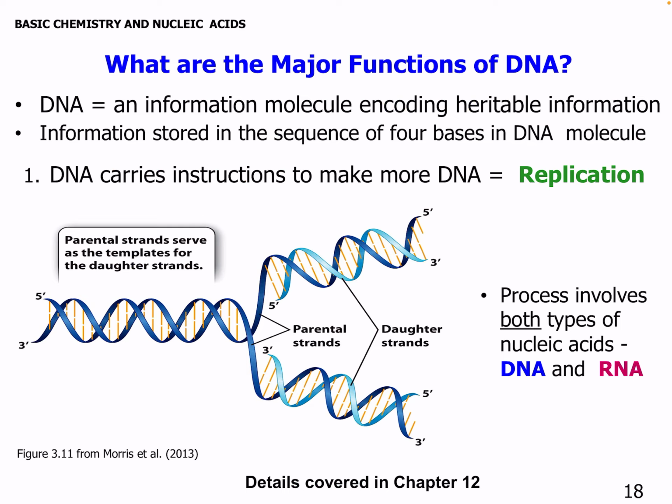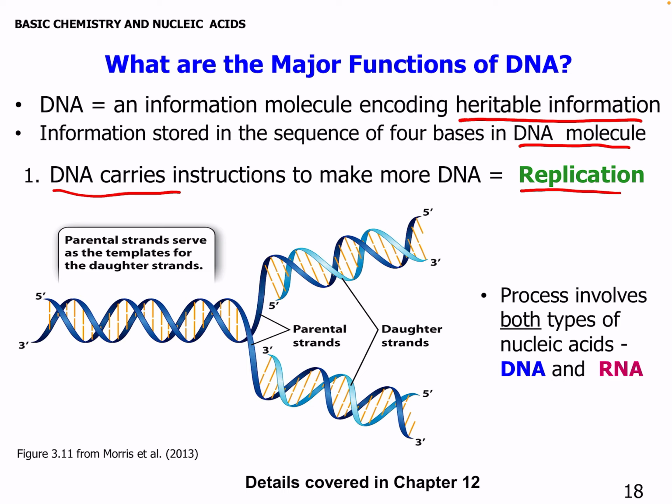So what are the major functions of DNA? DNA is an information molecule encoding heritable information. If someone says, oh, that's your genes, that's why you're so short or something like that, this is essentially where this information comes from. This information is stored in the sequence of the 4 bases of our DNA molecule, like we said, A, T, C, G. And DNA carries instructions to make more DNA through replication.